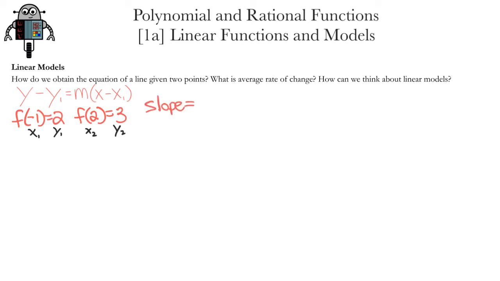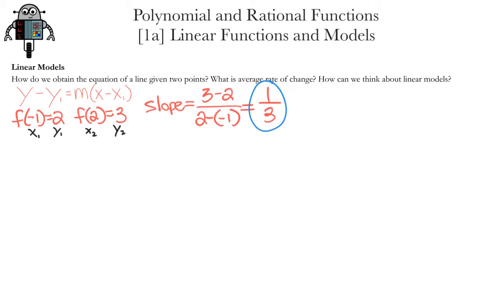Now we could find the slope between those 2 points, y2 minus y1 over x2 minus x1. Let's call the y value of 3 y2. So we have 3 minus 2 over 2 minus negative 1. In the numerator we have 1, and in the denominator we have 2 minus negative 1, which is a positive 3. Therefore, the slope between those 2 points is 1/3. We can also call that the average rate of change.